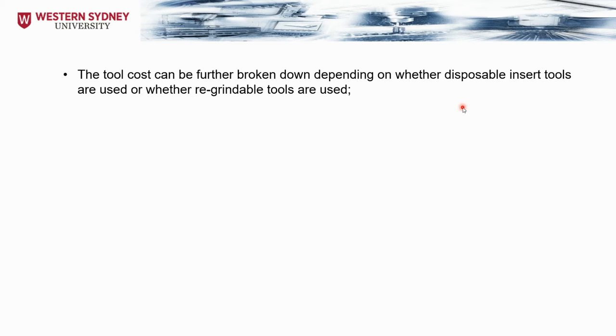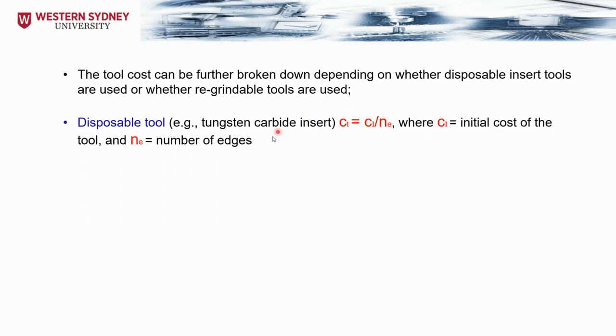Now, the regrindable process, regrinding, is going to be actually an extra cost. So once again, for disposable tools like tungsten carbide insert, the tool cost is going to be equal to the initial cost divided by the NE, where the CD is the initial cost of the tool, and NE is number of the edges. Some of the carbide insert is going to have something like the baklava shape. In that case, going to have 8 edges because 4 on each face, and we're going to have it on the other 4 on the other face.